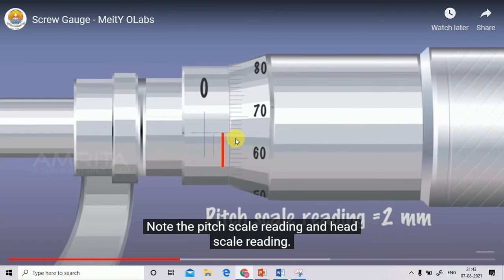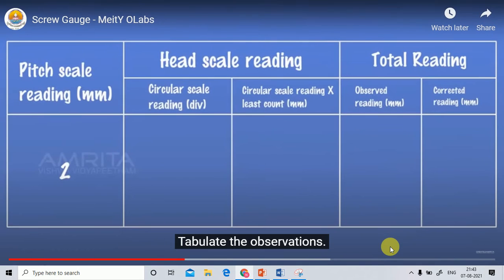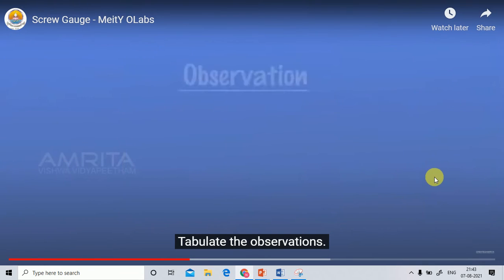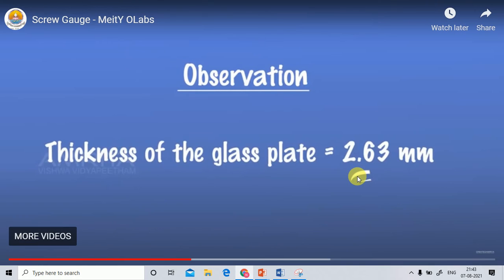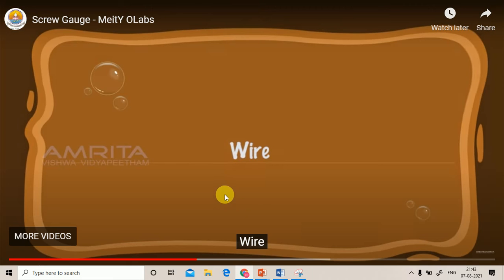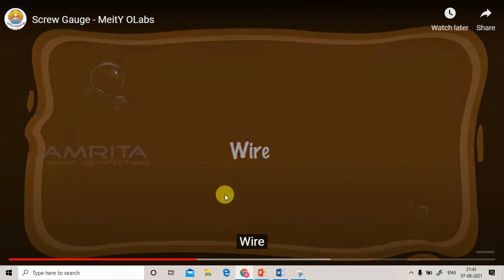The scale reading is 2 and 66 is the head scale reading. So 2.66, and here after doing the correction we will get the actual reading, 2.63 millimeters. That is the thickness of the given glass plate. Similarly, we can measure the thickness of the given wire using this screw gauge. So let us see that procedure also.